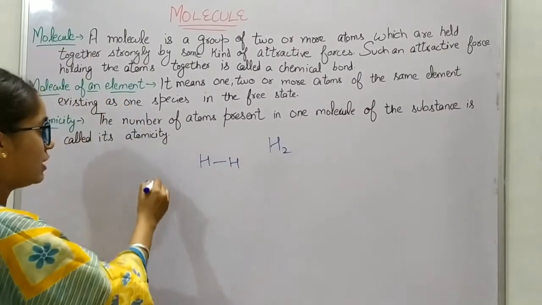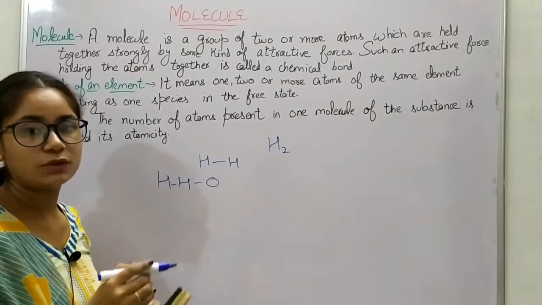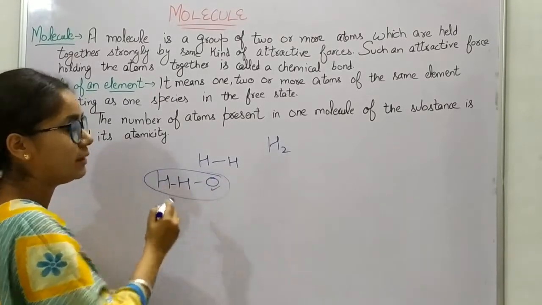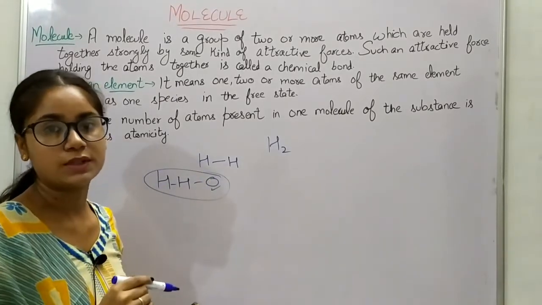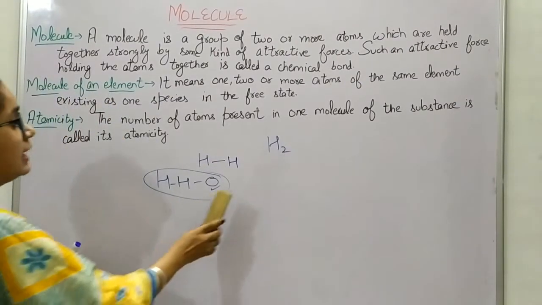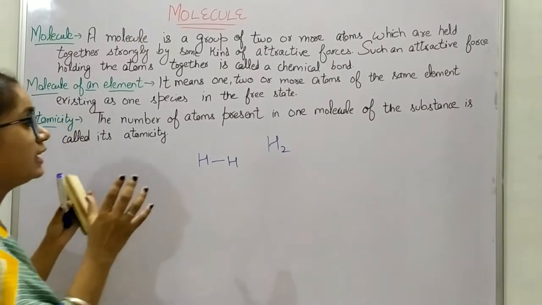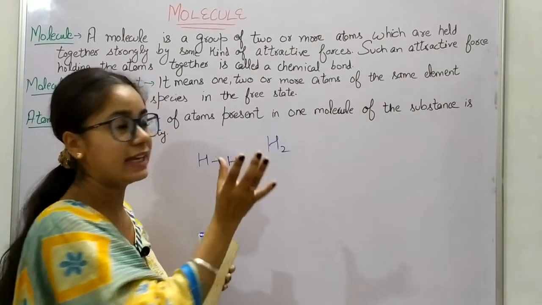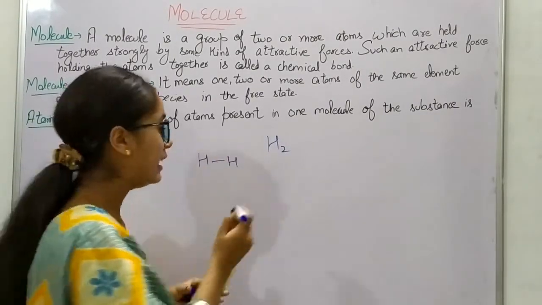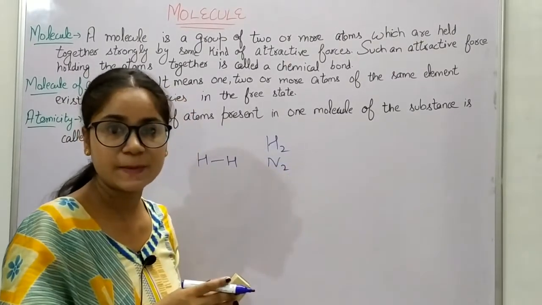Okay, if it was HO, well, there would be another element, and that would not be the molecule of element, it would be molecule of compound. Okay, but we are talking about the molecule of element. That means there would be atoms of the same element that would be grouped together and would make a species and would exist in free state. Okay, like N2 is here, it is existing in a free space.